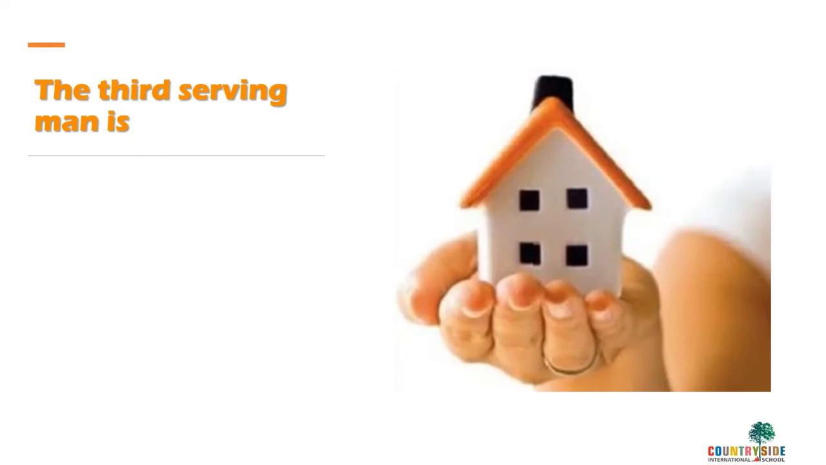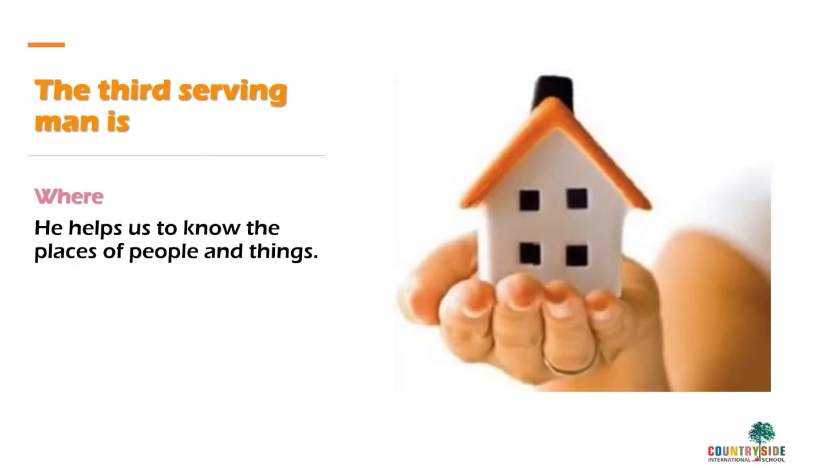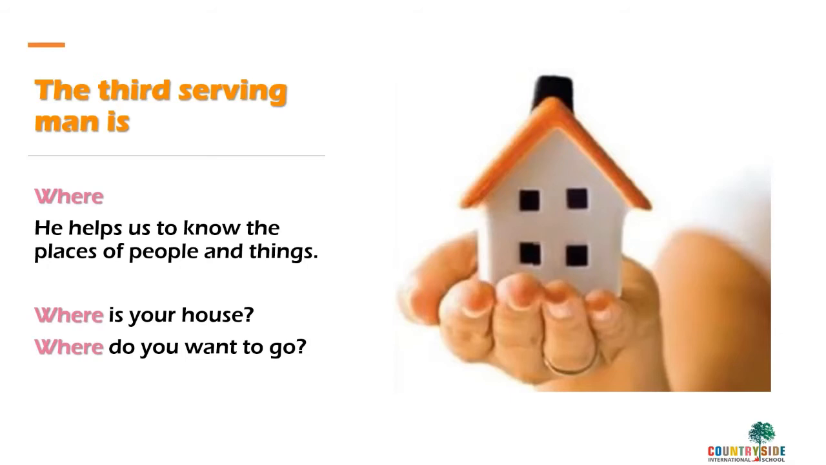The third serving man. Who is the third question word? Where. What does where tell you? He helps us to know the places of people and things. So it talks more about places. Where is your house? So it tells us the place where your house is. Where do you want to go? Again it will tell the place where you want to go.